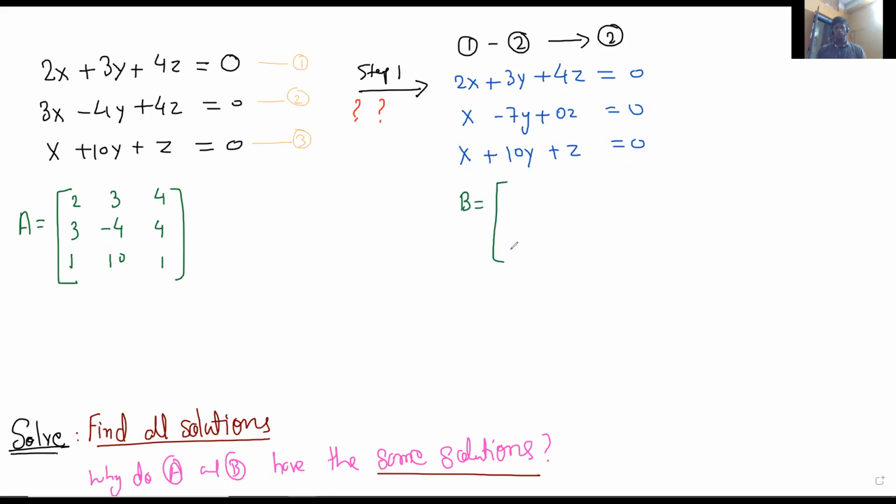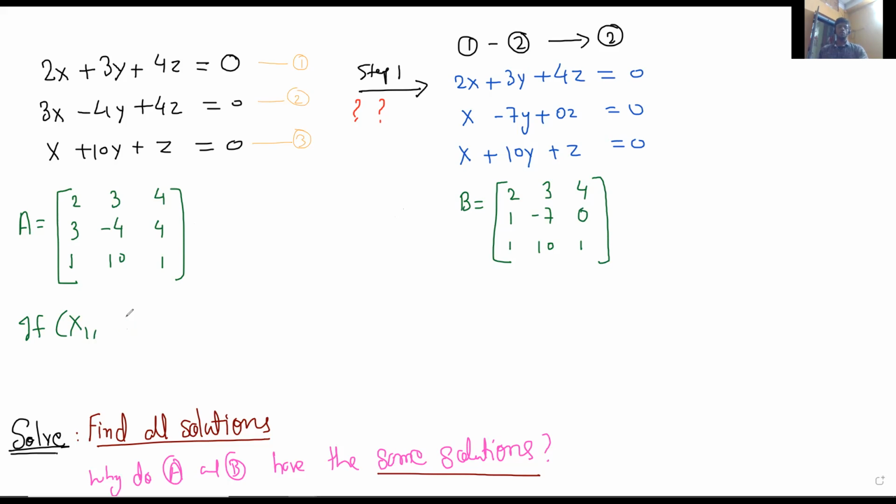So this B is 2, 1, 1. Then how do we explain that the solutions are the same? Well, there's a very straightforward way.